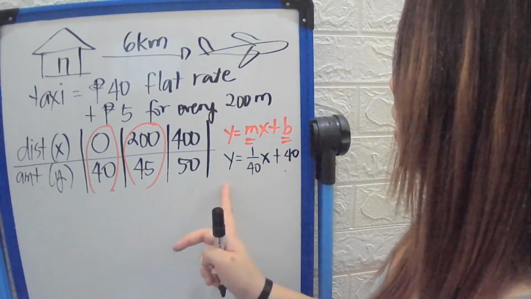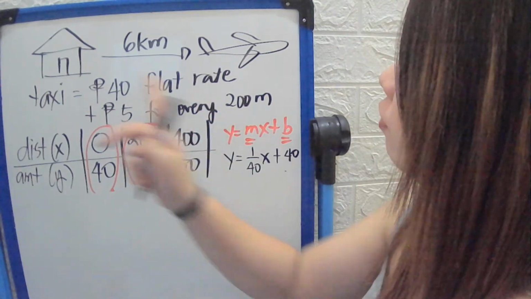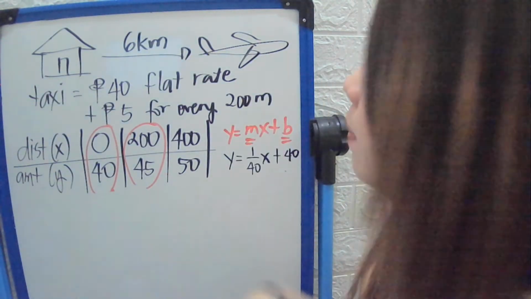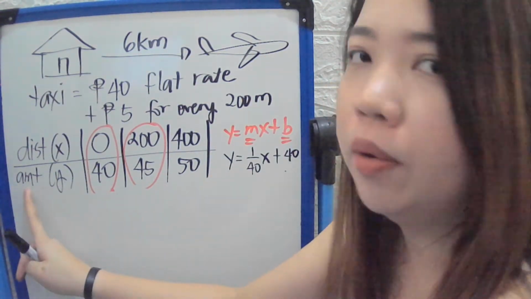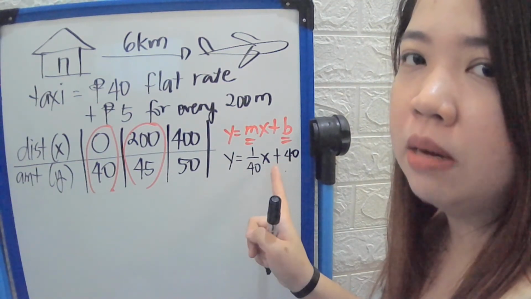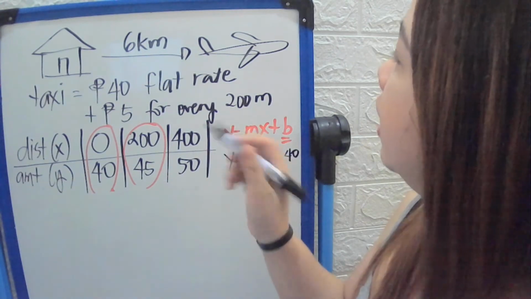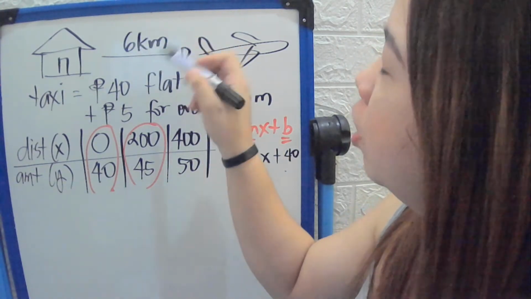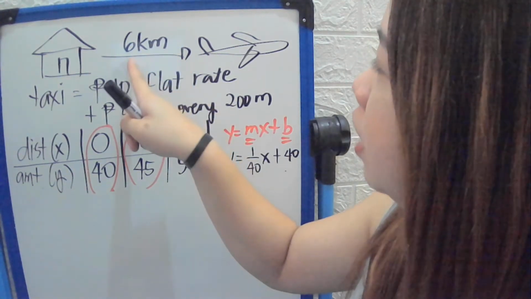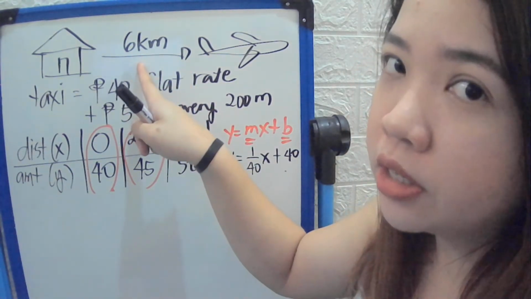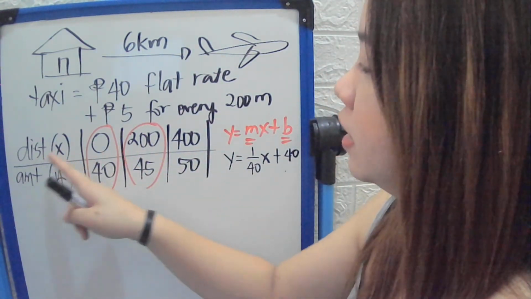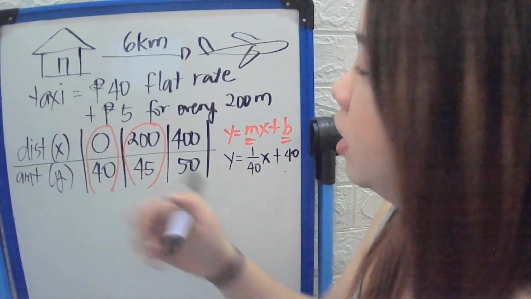Now, from this, we can now be able to solve for the amount to be paid from your house going to the airport. Kasi yun yung y. Our y is the amount. Okay? So, paano natin malalaman yung x? X is the distance traveled in meters. But, what you have is in kilometers. So, what you're going to do is to convert 6 kilometers into meters. Kasi yun yung nasa table natin. Ang nasa table natin dito, distance traveled in meters.